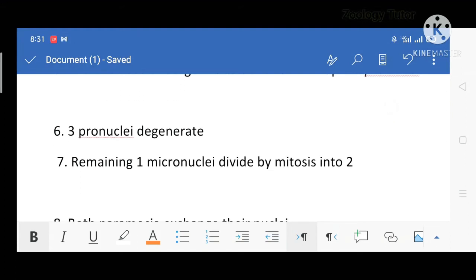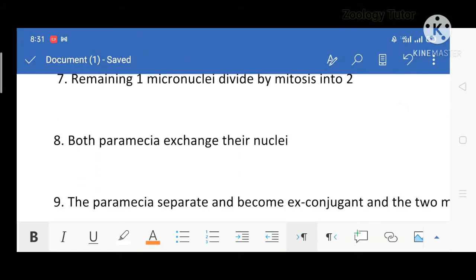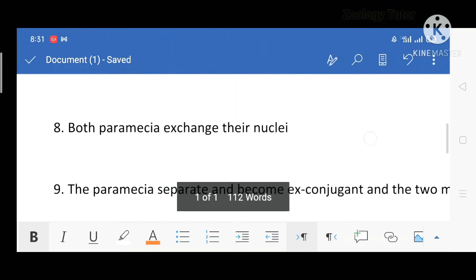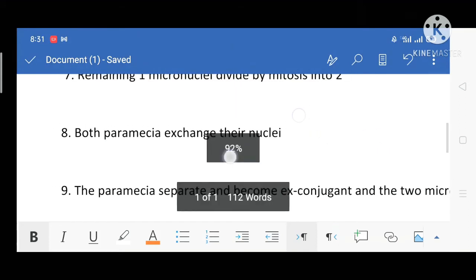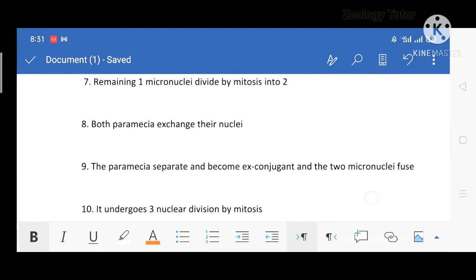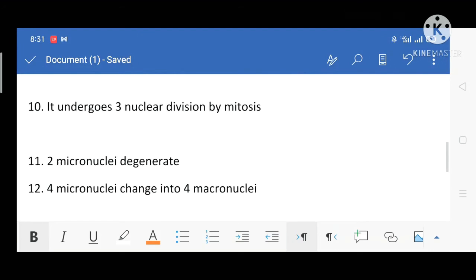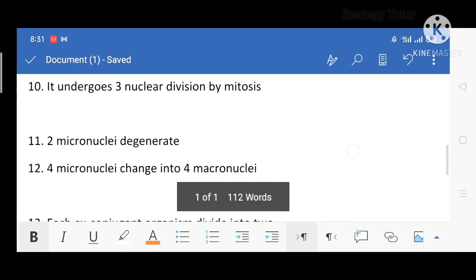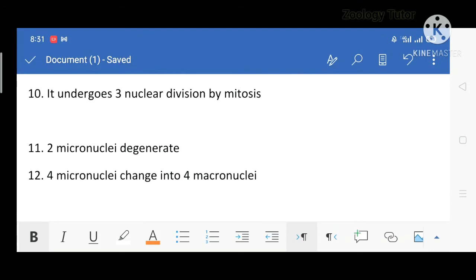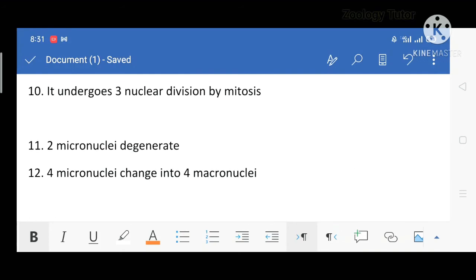Then the 3 pronuclei degenerate and one remaining micronucleus divides by mitosis into 2 nuclei. Both paramecia exchange the nuclei and then they separate and become ex-conjugants. And the 2 micronuclei then fuse. Now it undergoes 3 nuclear divisions by mitosis, so each will form 8 total micronuclei. 2 micronuclei will degenerate and 4 micronuclei will be changed into 4 macronuclei.